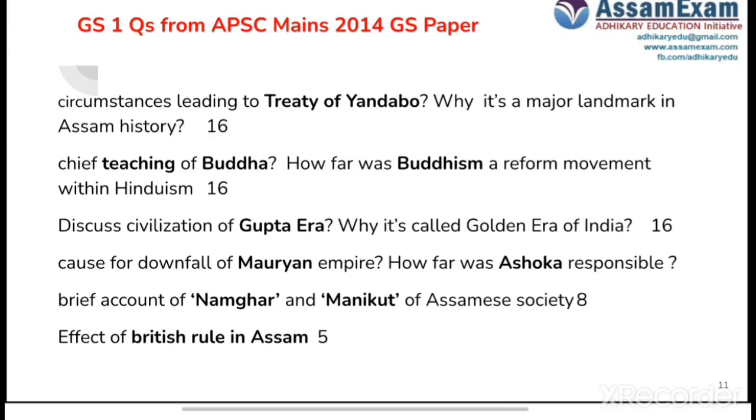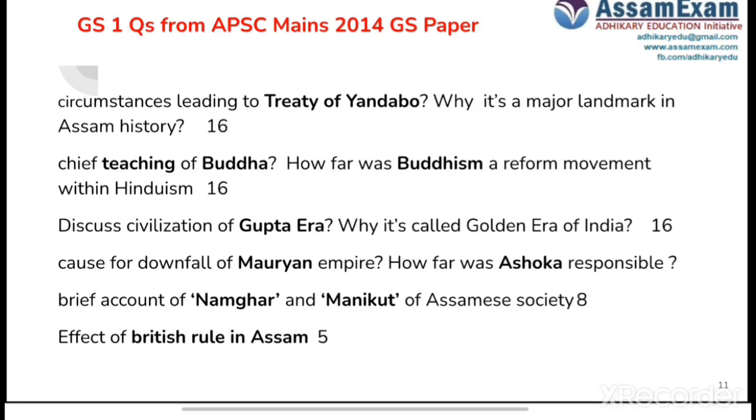We should know that the Treaty of Yandabu itself is a very important topic, and any other treaties that happened are also important, but what I have seen is that the Treaty of Yandabu itself is a very important milestone, a landmark event in Assam's history. After that, the British started to interfere politically in Assam, and Assam came under direct British control after the Treaty of Yandabu. That is why this treaty is very important.